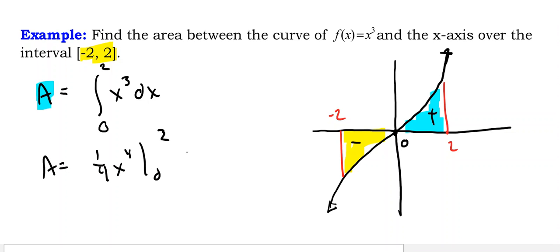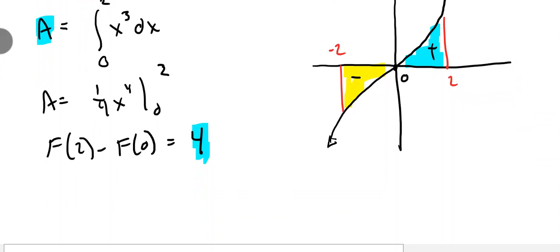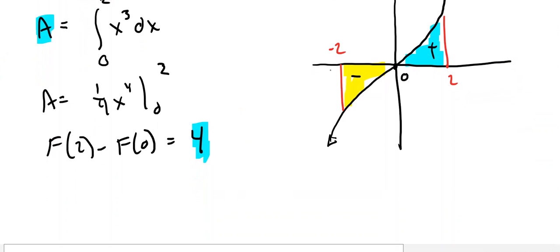And when you evaluate that, you're then going to do f of 2 minus f of 0, and you're going to get an area of 4. So that's your area of the blue area. The next thing that we want to do is create an integral for the yellow area. And that's going to be from -2 to 0. So the lower bound now is -2, the upper bound is 0. But it's the same function, x cubed dx.